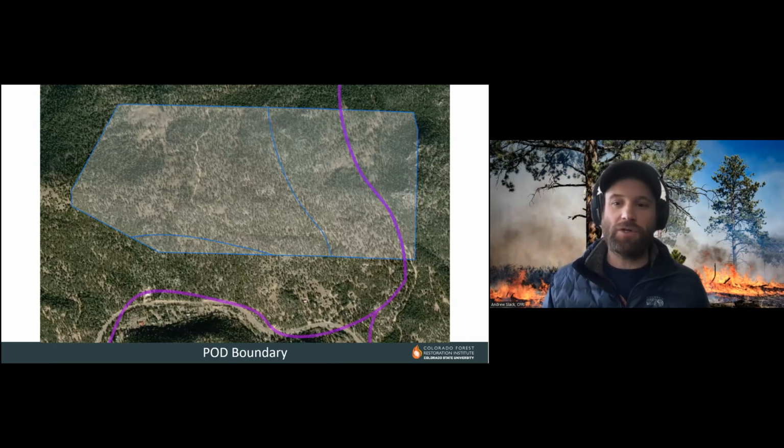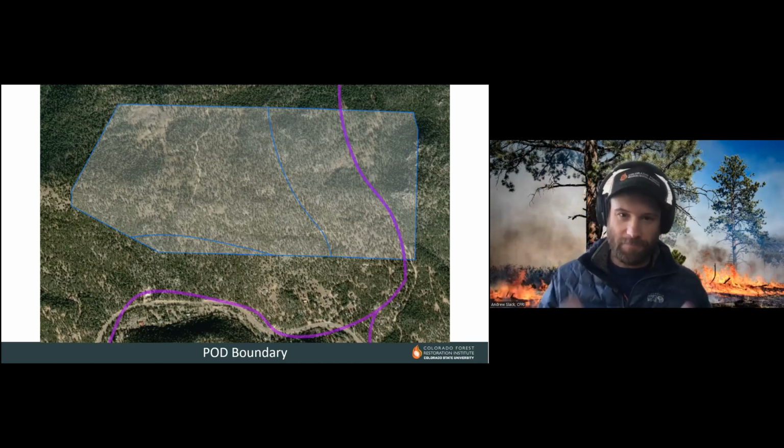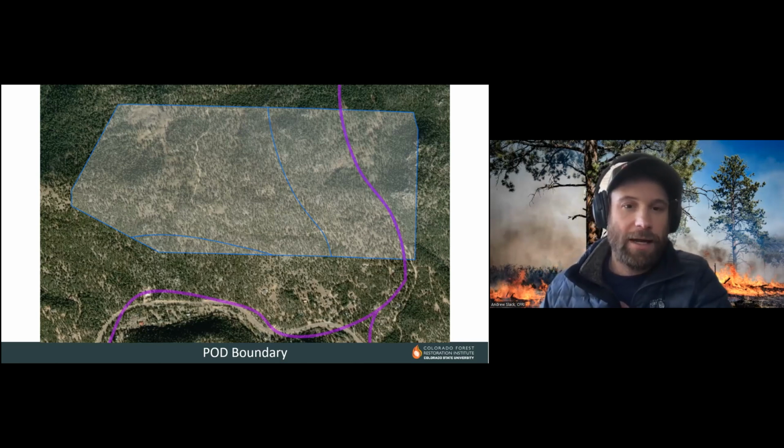This treatment unit is about 300 acres in size. Going much smaller than this, you start to lose the power of these mapping tools. But I just wanted to highlight that you can get down to the 200-300 acre scale here, and it still is a useful tool. Next slide.